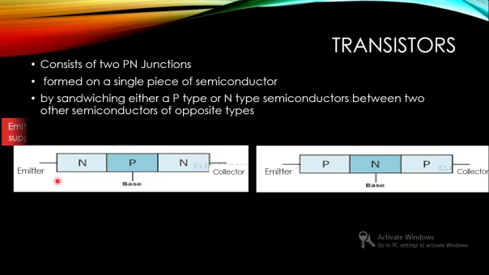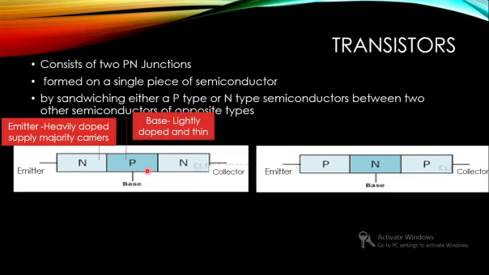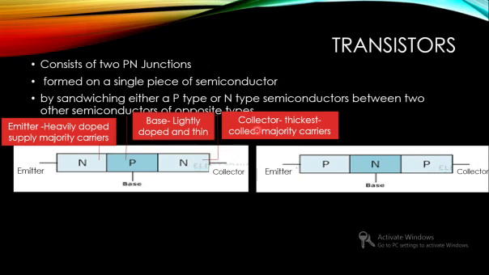And what is the speciality of the emitter? Emitter, as the name suggests, supplies the majority carriers. In order to do so, it must be heavily doped. While the base is very thin and very lightly doped, and the collector, as the name suggests, will be collecting all the majority carriers coming from the emitter. So that is applicable here also.